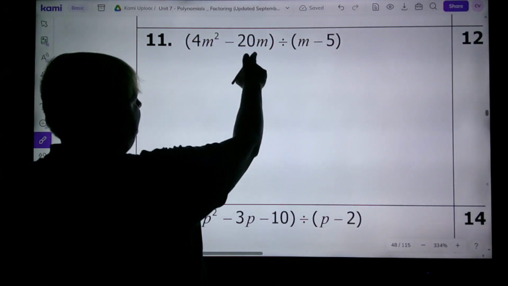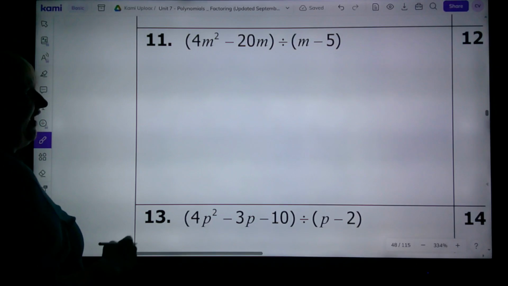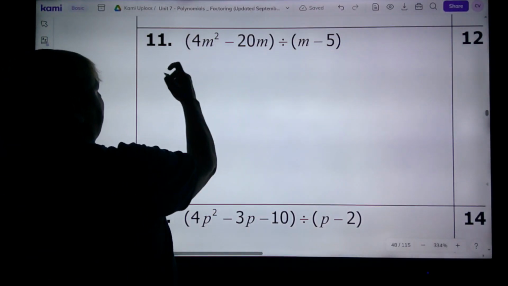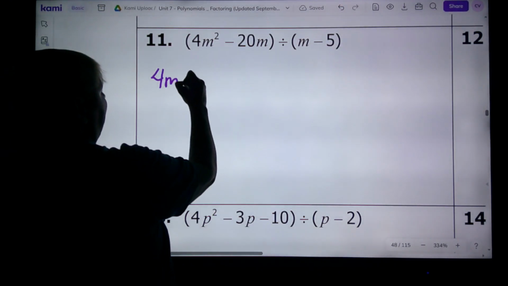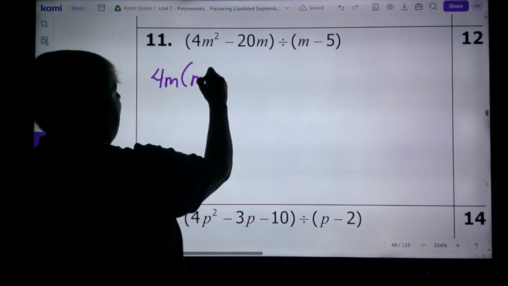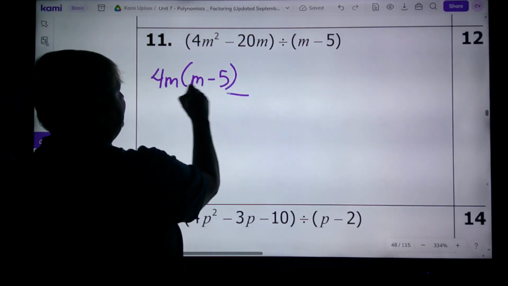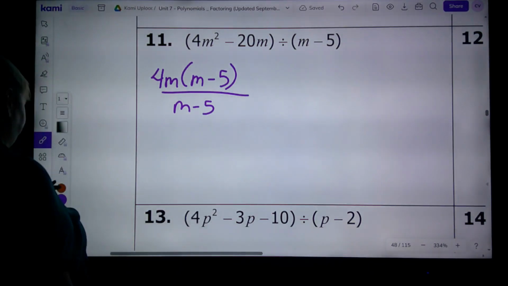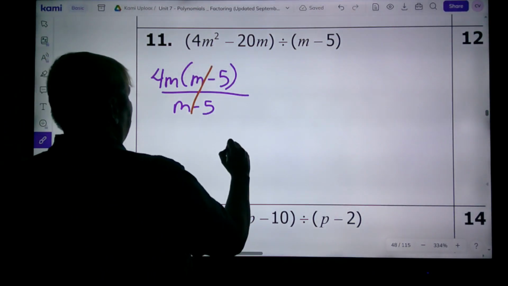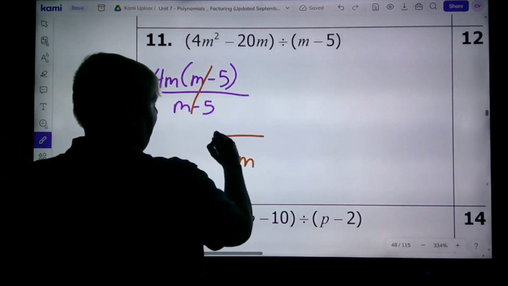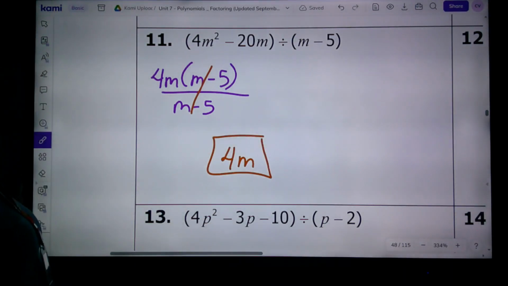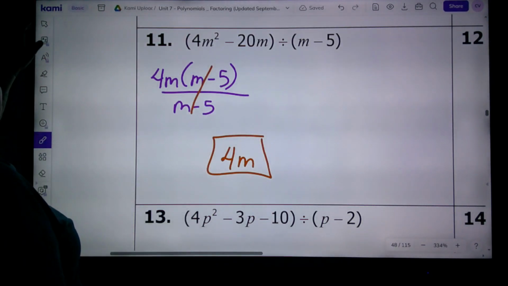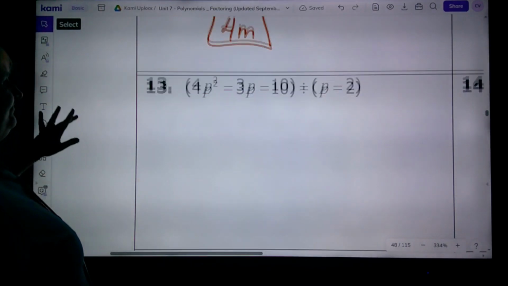Common factors. Wonder what would happen if we took out common factors. 4m can be taken out of both of these. And we're left with m minus 5. Oh, that's funny. We're left with 4m. They make it too easy. They give you the answer, or at least half of it.